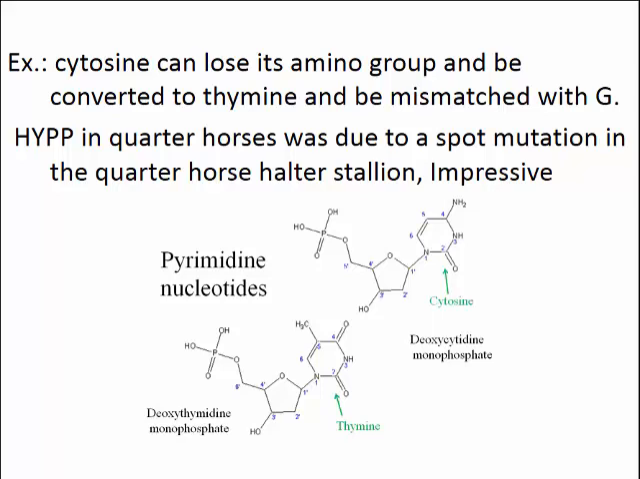That's a spot mutation, and an example of that is a disorder we already studied, HYPP, in quarter horses. Remember, we studied the history of the champion stallion Impressive, whose semen was sold to increase his genetic contribution to the next generation, and many of those horses were found to be defective and had to be put down, all from one change from a cytosine to a thymine.